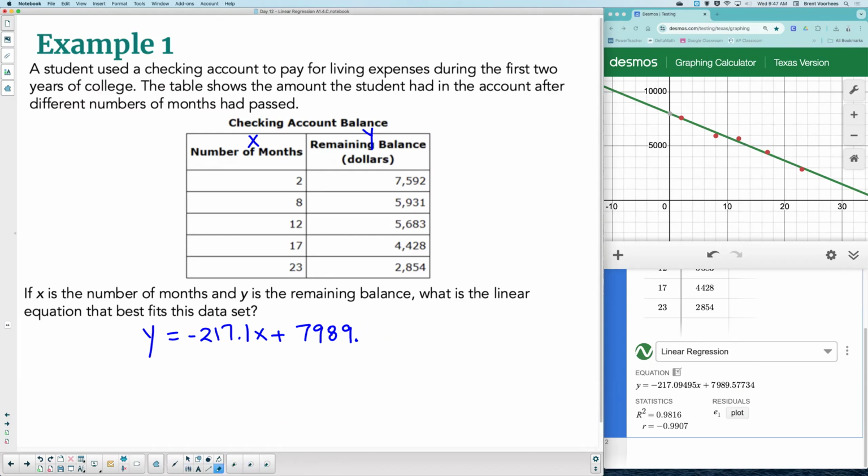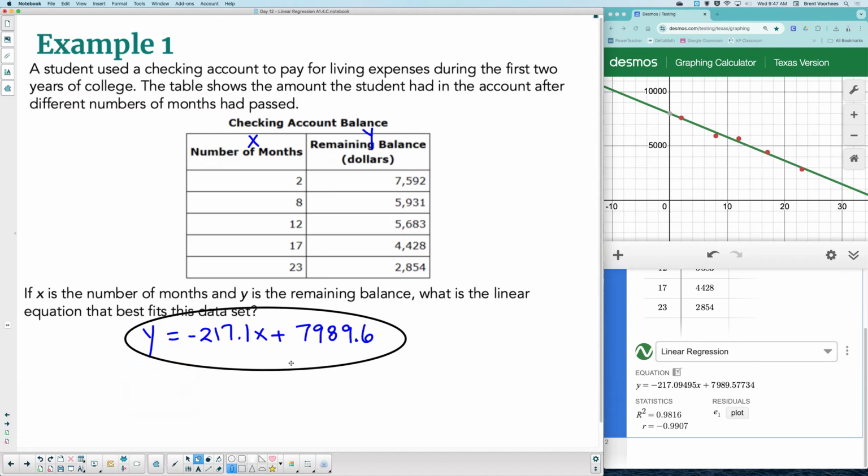I put 5, didn't I? I'm wrong. What did I need to put? 6. Thank you, Kiko. I always need someone correcting me. I don't pay enough attention sometimes. That right there is your equation. It says, what is the linear equation? That's it. So if you had to make predictions, which we will at the end of the class, that's how you would do it. Okay?